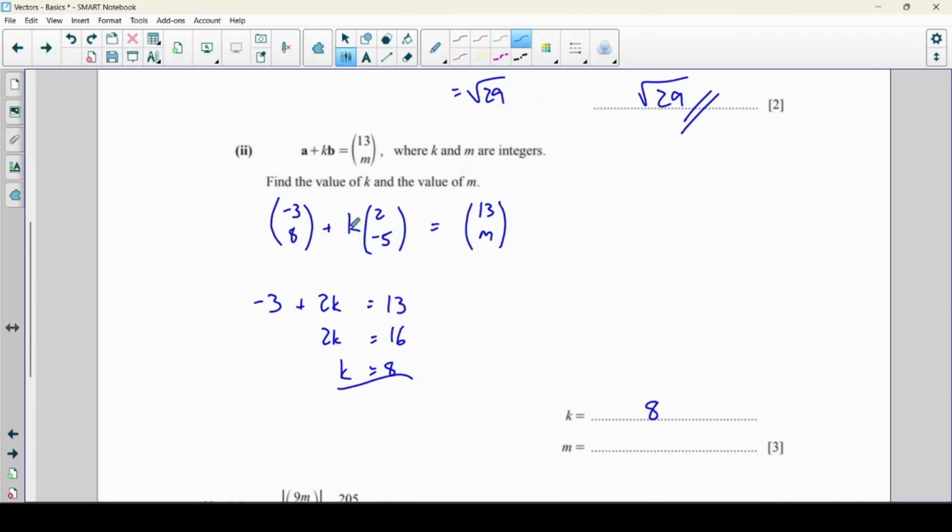Now we're going to use the fact that k equals 8 to work with the bottom row. So the bottom row says 8 add k times minus 5 is equal to m. Okay, so 8 add k times minus 5, or 8 minus 5k. We just worked out what k is, it's 8. So then we've got 8 subtract 40 equals m, and 8 subtract 40 is minus 32.